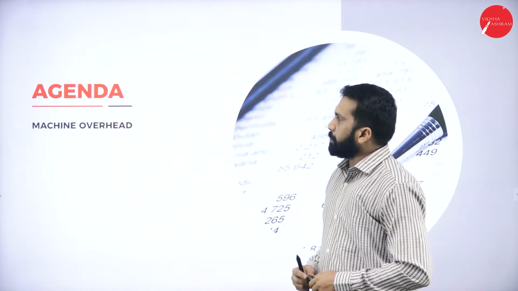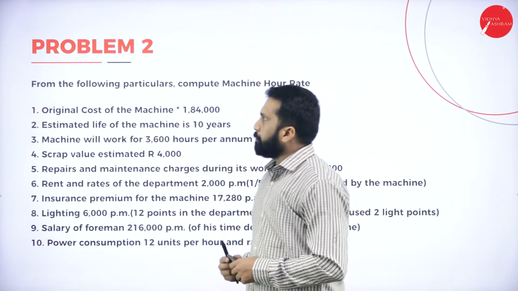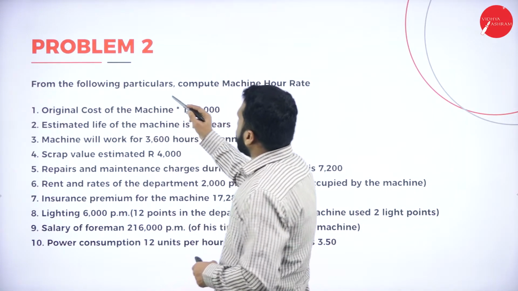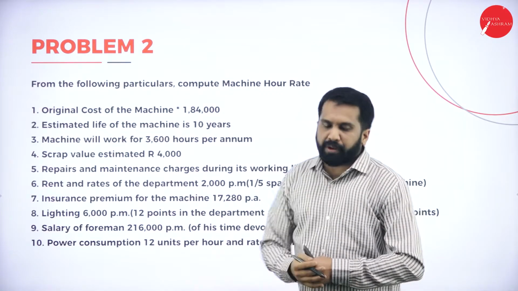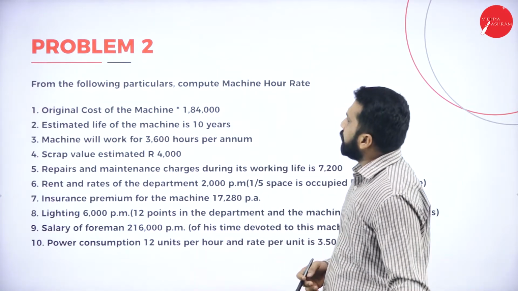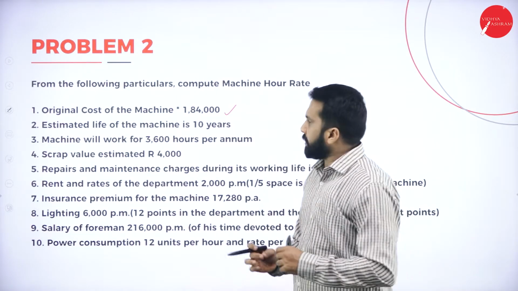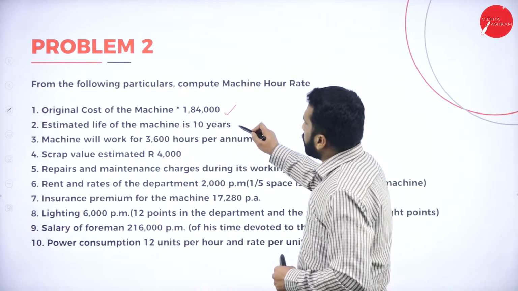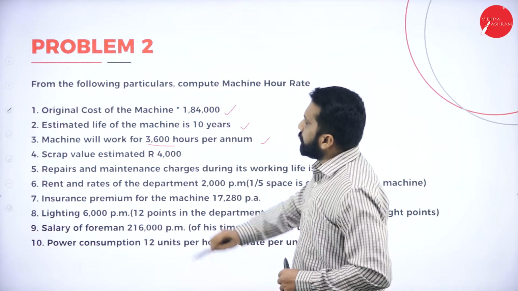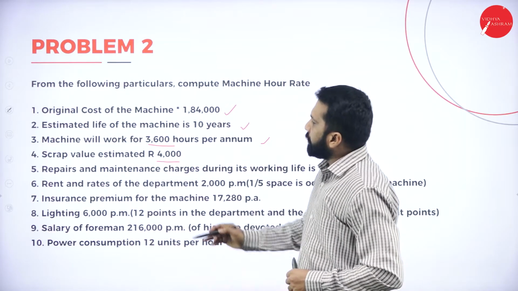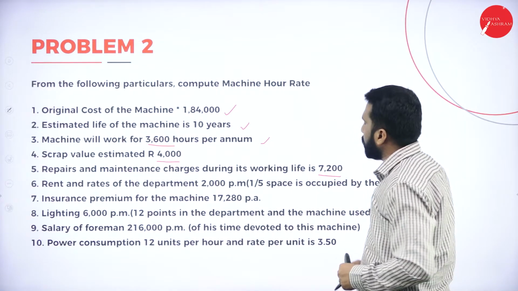Your agenda is very simple, machine overhead. In this, these are the information we have. From the following particulars, compute machine overhead. Below that, we have the following information: original cost of the machine 1,84,000, then estimated life of the machine 10 years. Machine will work for these many hours. Scrap value is given.